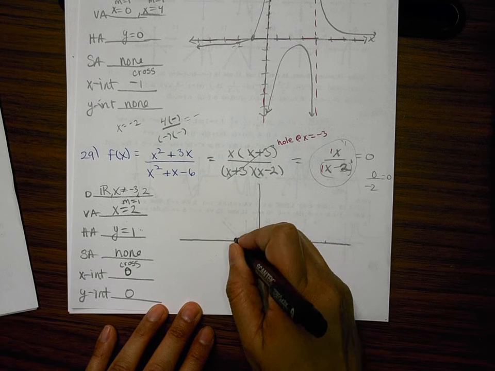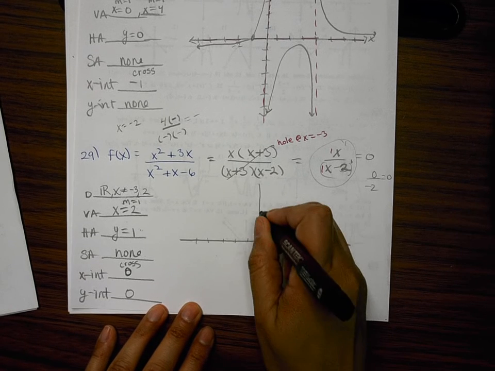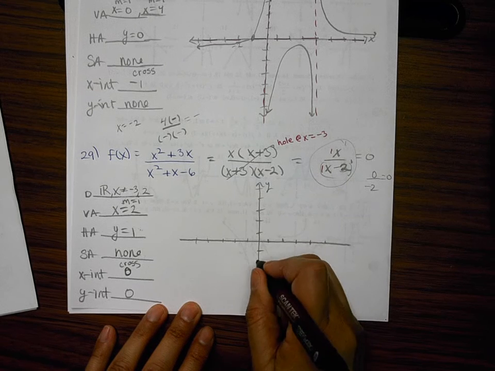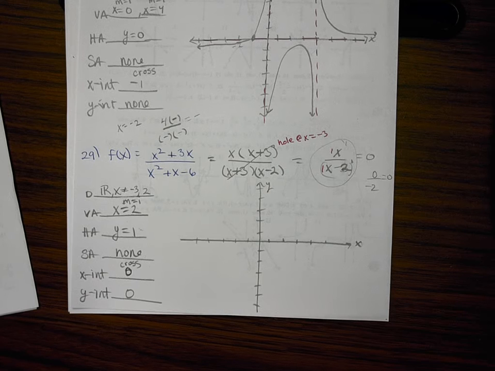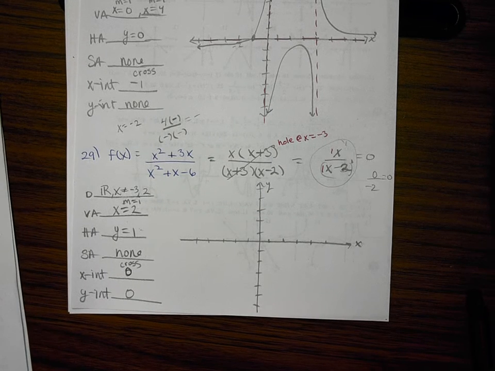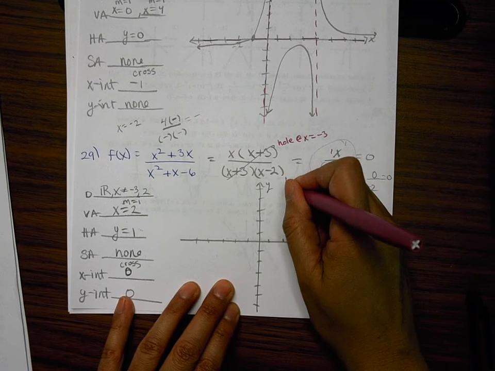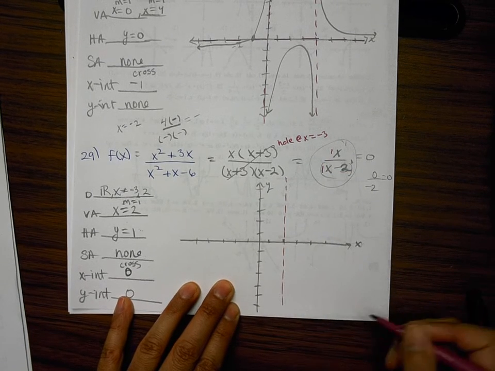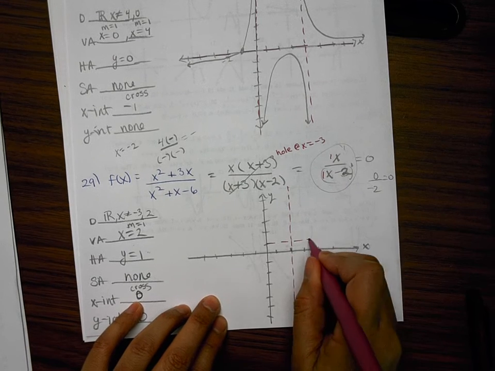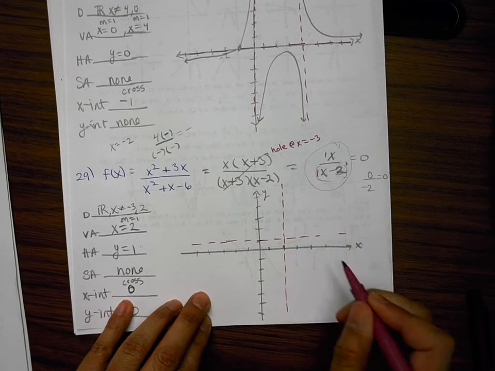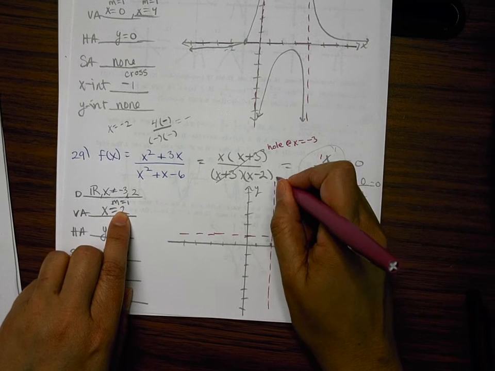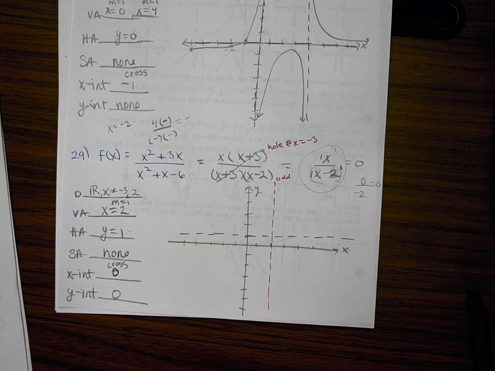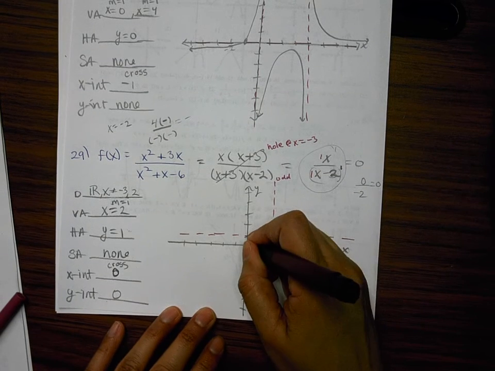So let's see what the graph will look like. I have a vertical at positive 2. I have a horizontal at positive 1, y equals positive 1. This vertical came from a multiplicity of 1 right there, which means it is odd, opposite direction. I have an x-intercept at 0. It is a cross.